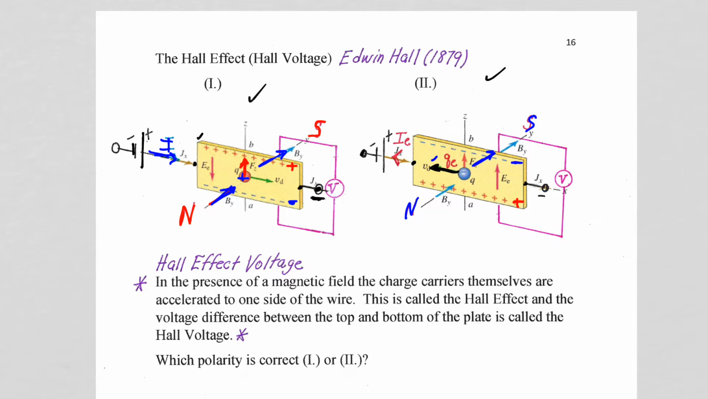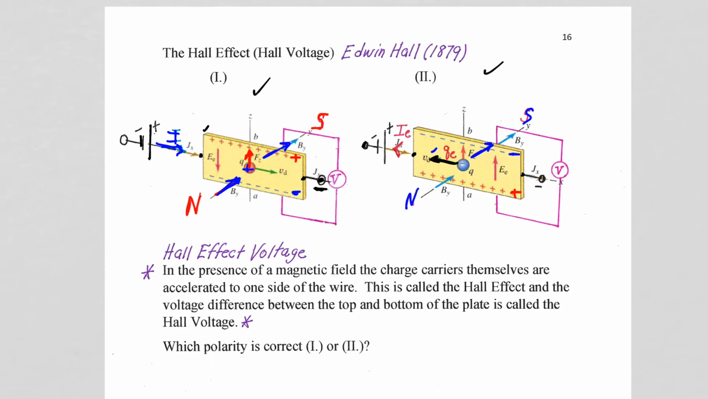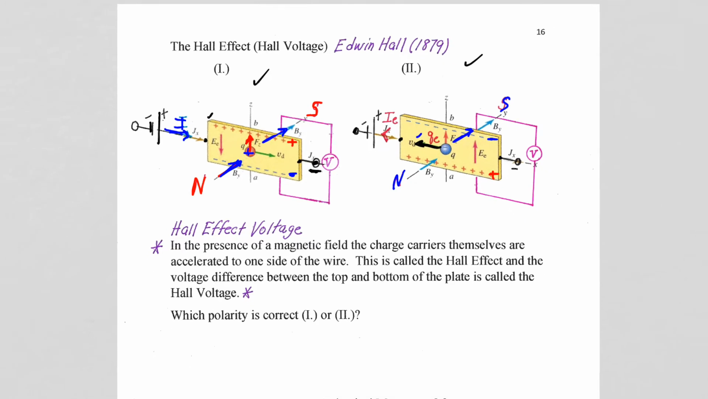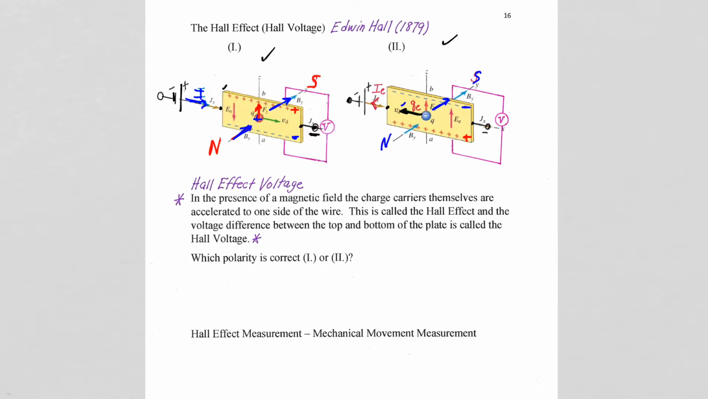And the first question we have is, which of these polarities is actually the correct polarity? So if we actually connected a battery to this metal plate and sent a current through the plate, which polarity would give us the correct polarity? Well, let's go on to the next page and see which of these polarities is actually the correct polarity.